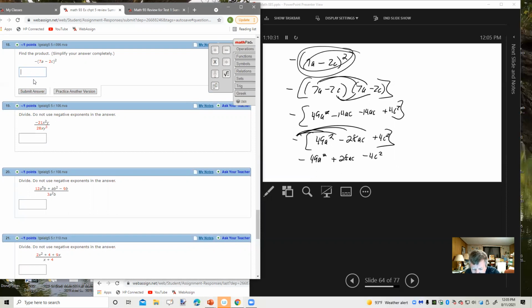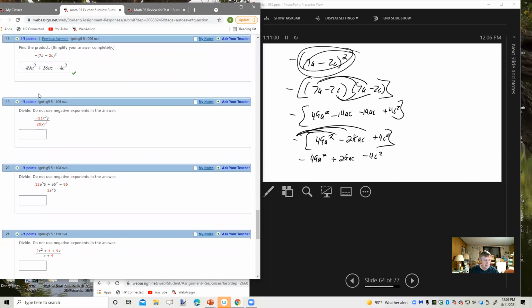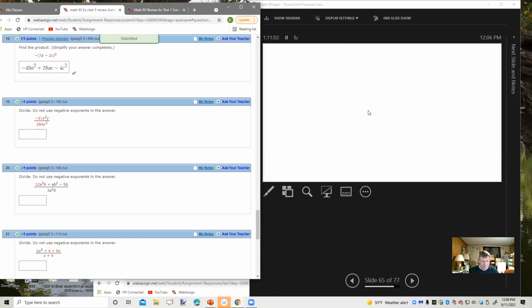Okay, so negative 49a squared plus 28ac minus 4c squared. Okay, looks good. All right, that was the multiplication. Now the division.